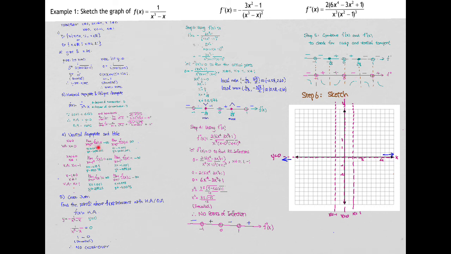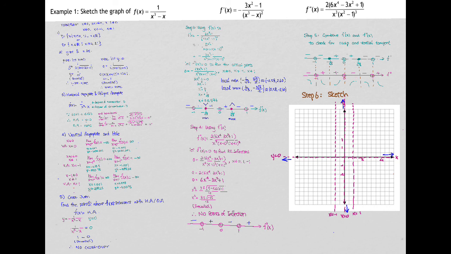Now for the vertical asymptote, when x approaches 0 from the right, y is approaching negative infinity. That means on the right-hand side of 0, the function is going down. And for 0 from the left, y is approaching positive infinity. That means on the left-hand side of 0, the function is approaching positive infinity.